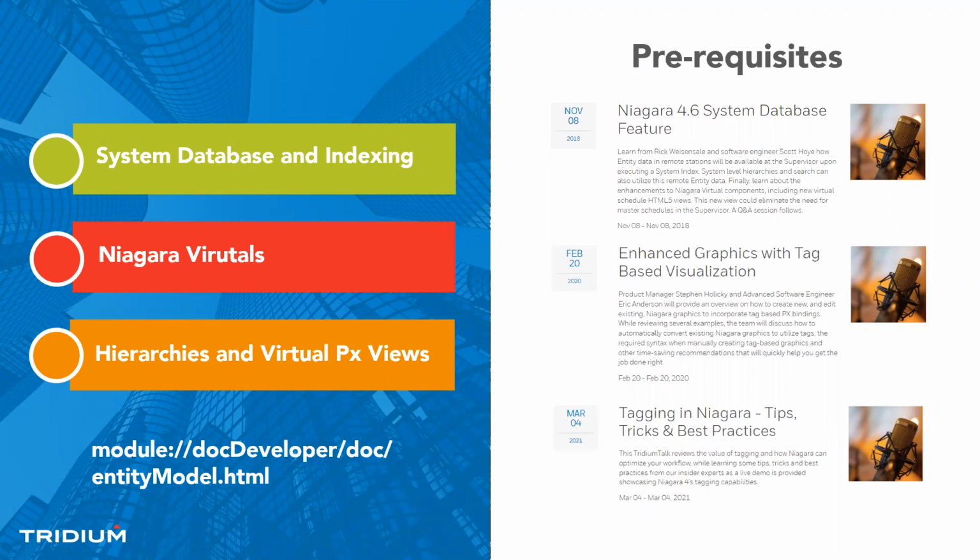And the 3 major categories are the system database and its system indexing. And that came out in 4.6 all the way in 2018, which is hard to believe. Niagara virtuals, you're not going to find a specific Tridium talk on, but they are being leveraged here, as well as in some of those earlier Tridium talks. And so it'd be a good thing to understand what a virtual is versus a typical Niagara Network proxy point. And then we touch on hierarchies and virtual PX views.